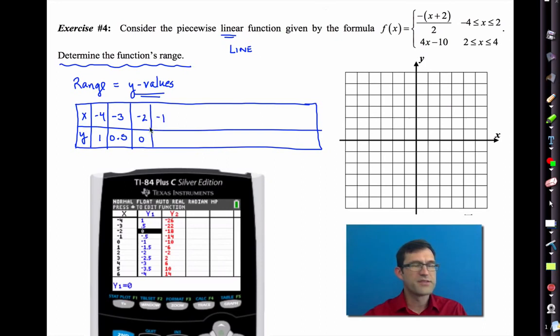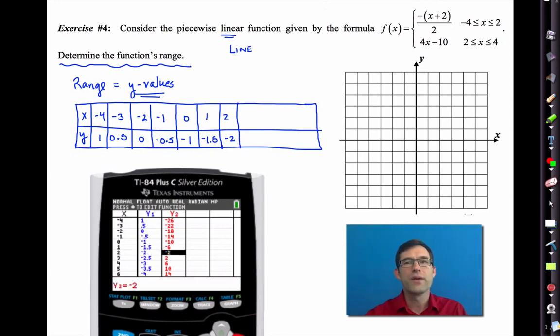At -1, sorry, I have to do a little bit of cheating here. It's at -0.5. At 0, it's at -1. At 1, it's at -1.5. And at 2, it's at -2. Now that's where the other formula takes over.